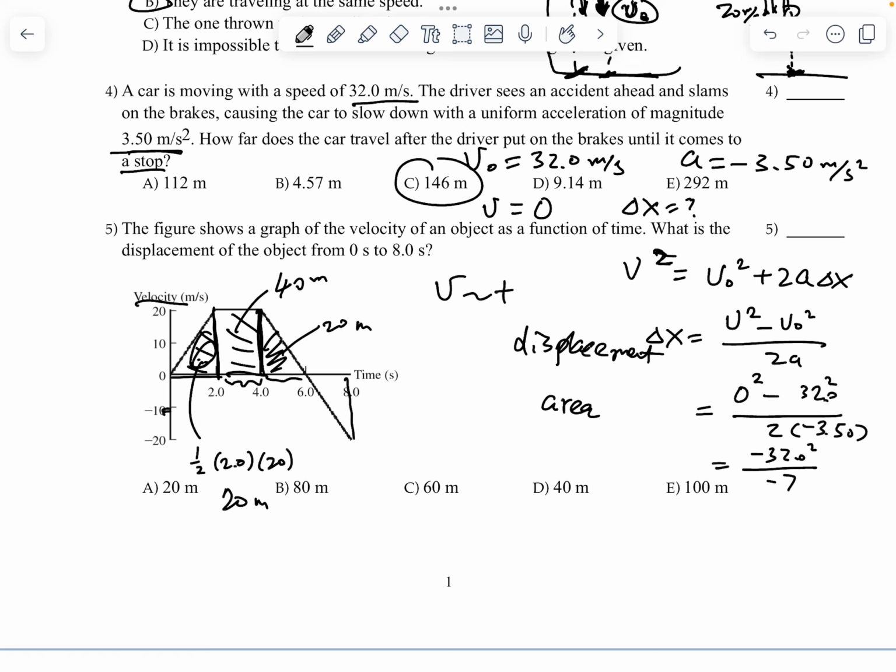And look at this area. This is 2 times negative 20, divided by 2, so it will be negative 20. So you add all of them together: 20 plus 40 plus 20 plus negative 20. This area is actually a negative displacement. So the total will be 80 minus 20, which is 60.